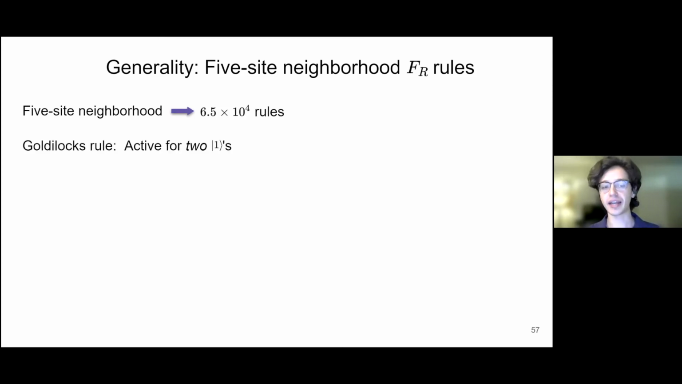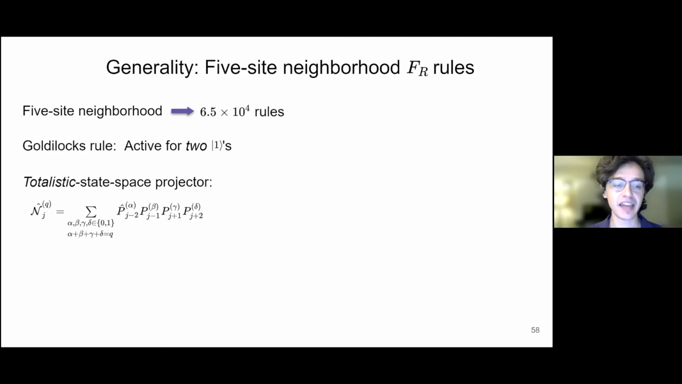And there's a clue hiding for us in how we think of the Goldilocks rule, which is the balance point of activating for an equal number of zeros and ones in the neighborhood. And so for a 5-site neighborhood, there's 4 neighbors, and the Goldilocks rule will activate that center site if 2 of those neighbors are ones. And so if we can say that, activate for 2 ones, that means we don't care about the placement of those ones. And that we can encode into a totalistic state space projector.